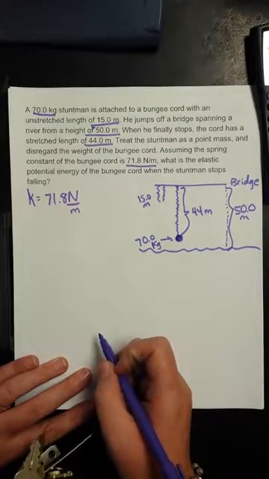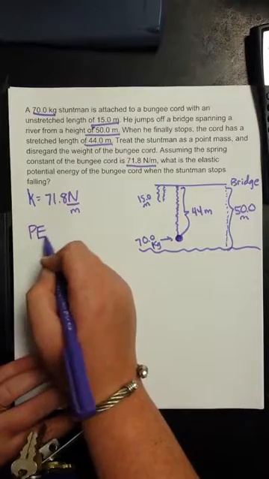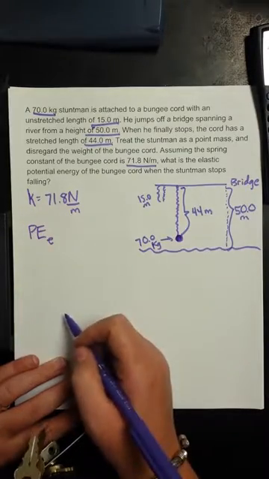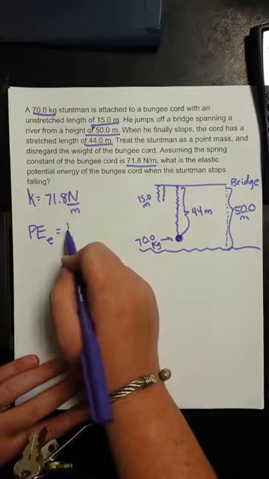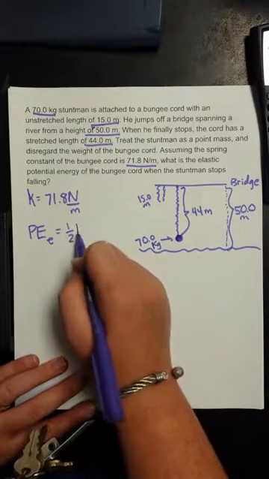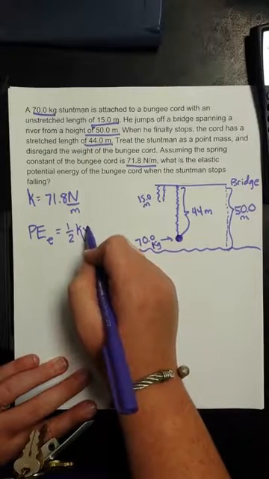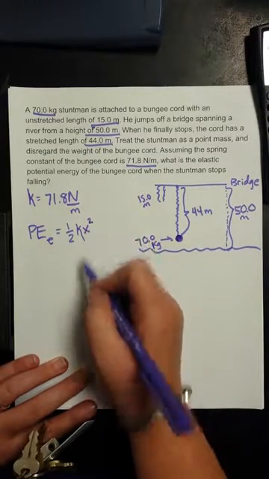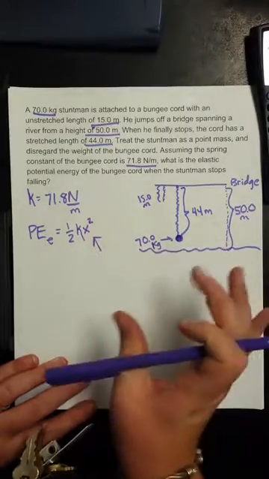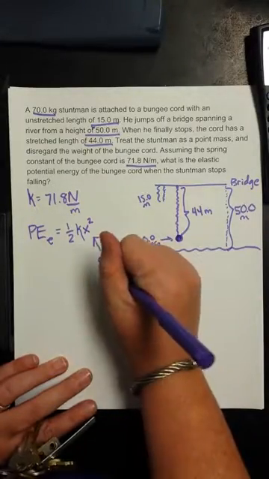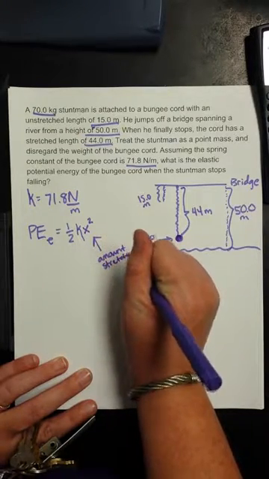Now here it says, what's the elastic potential energy? I'm just going to put PE with a little e for elastic and write out the equation. So the equation is 1/2 times the spring constant times the displacement squared. And this displacement here is really the displacement of the spring. It's the amount stretched or compressed.